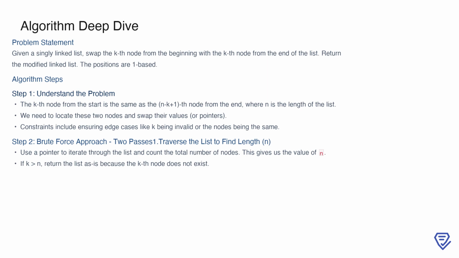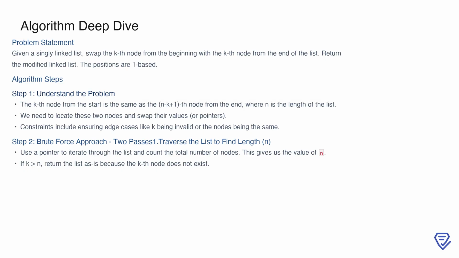To solve this, we need to understand the relationship between the two nodes. The kth node from the start corresponds to the (n-k+1)th node from the end, where n is the total length of the list. The challenge is to locate these two nodes and swap their values or pointers without disrupting the structure of the list.